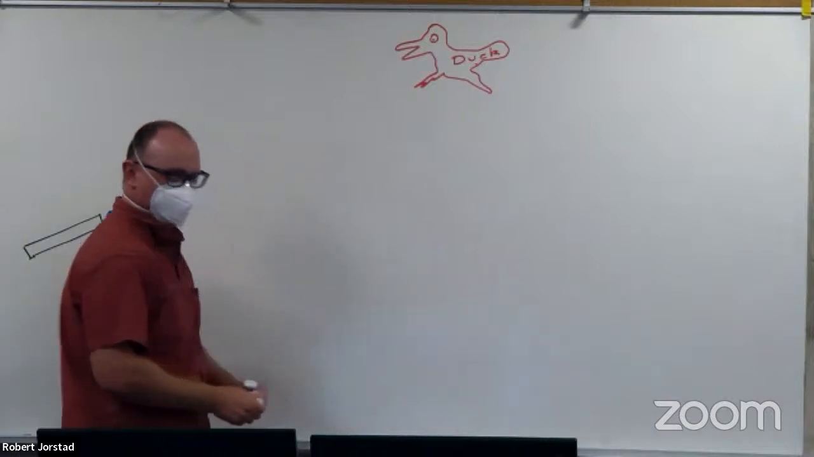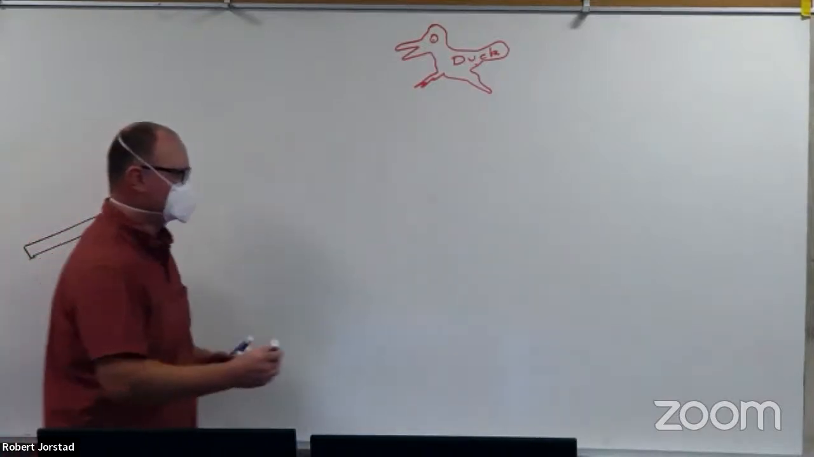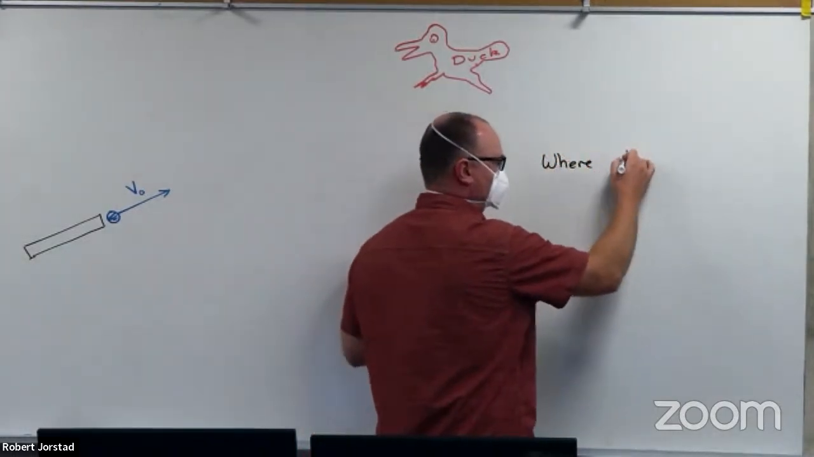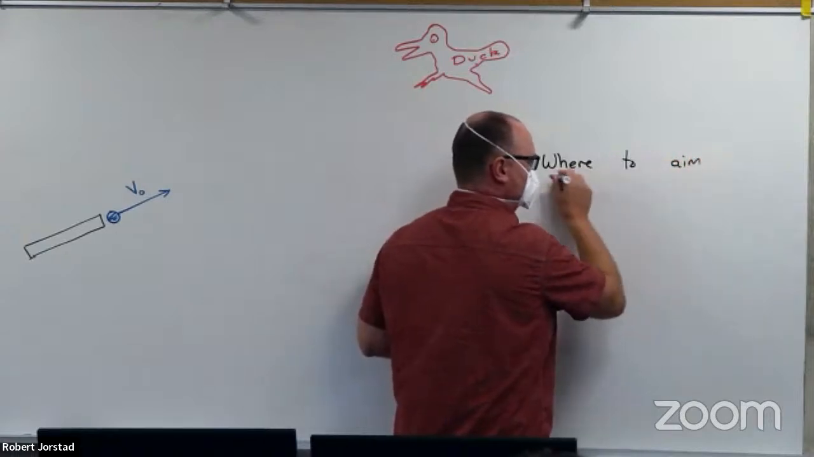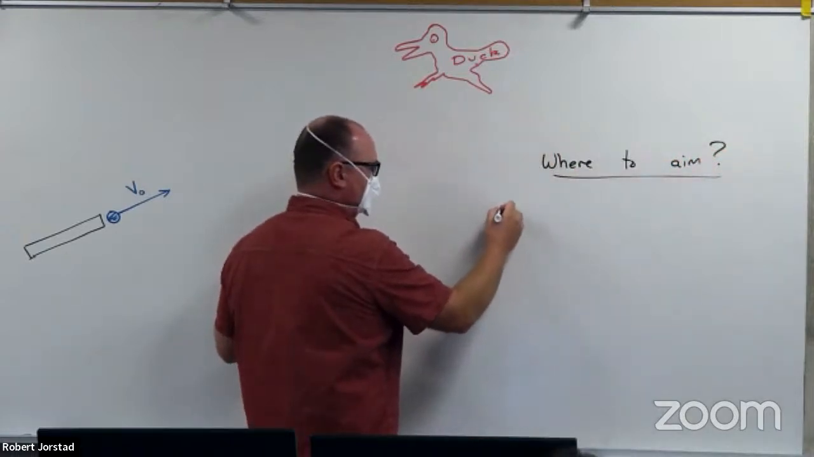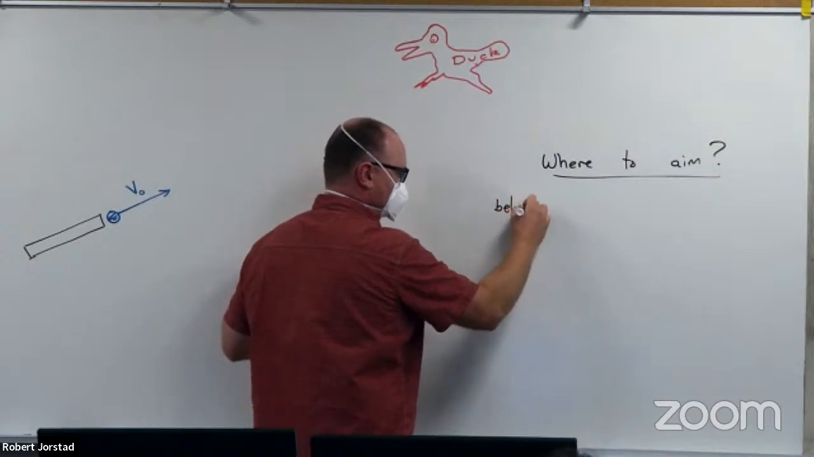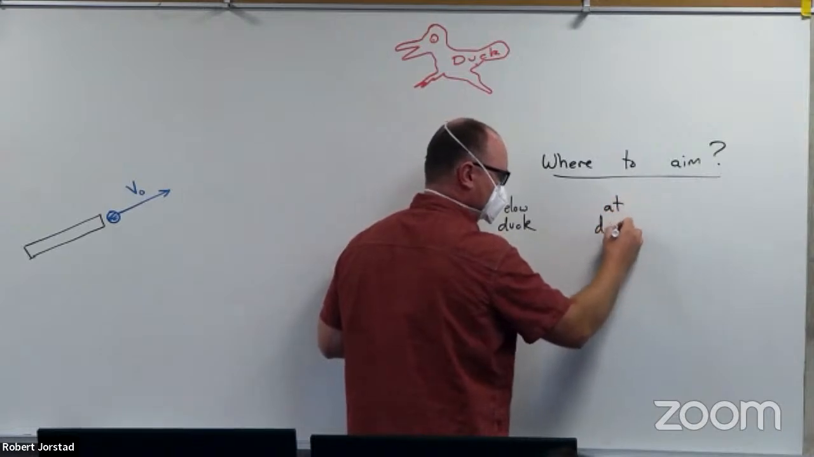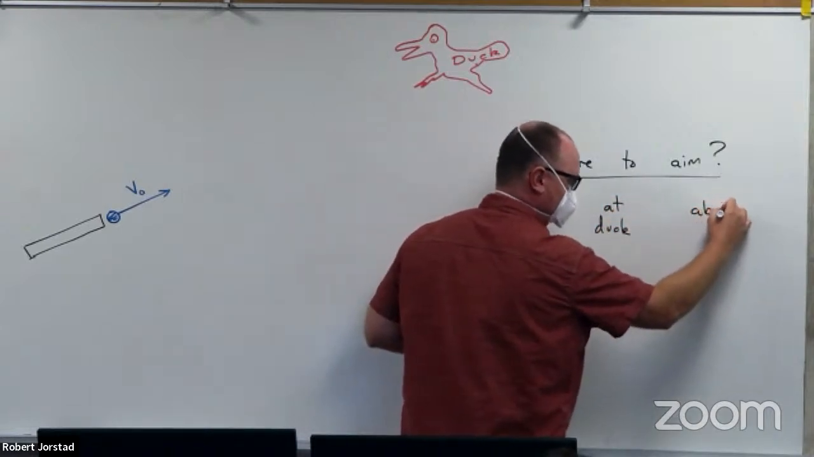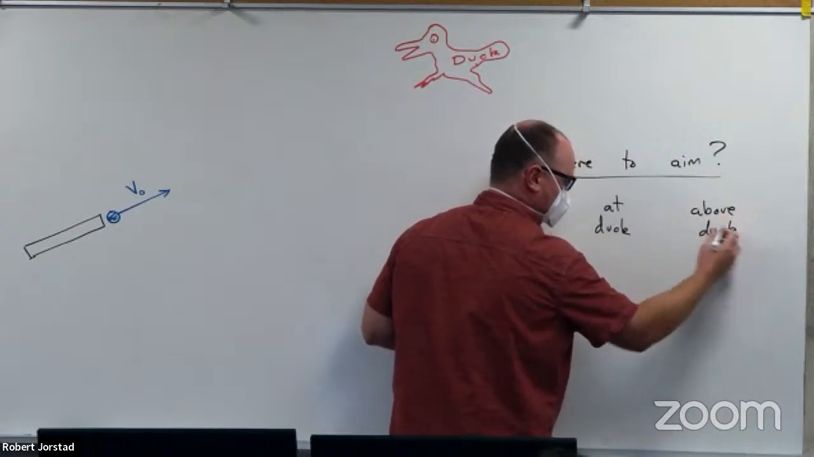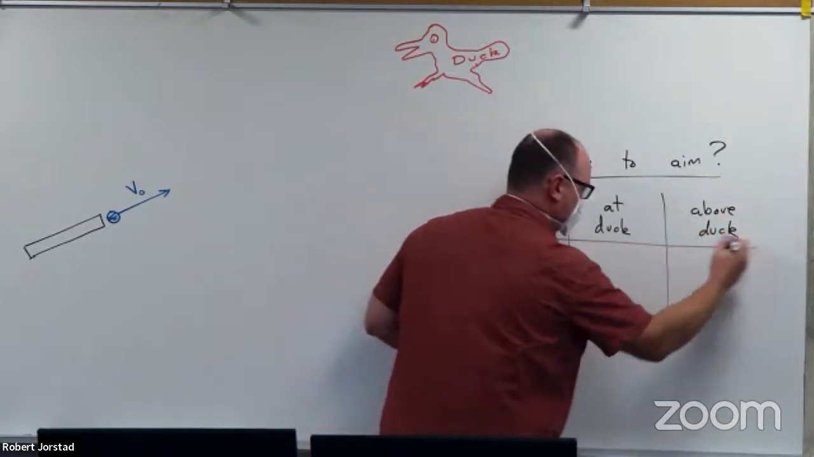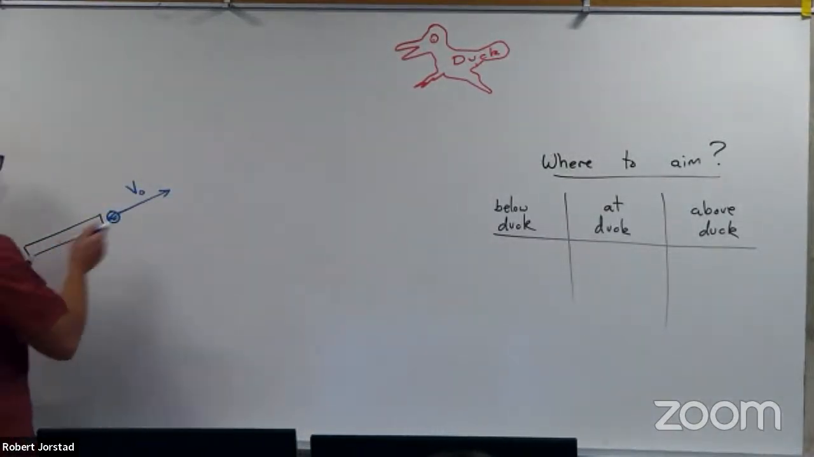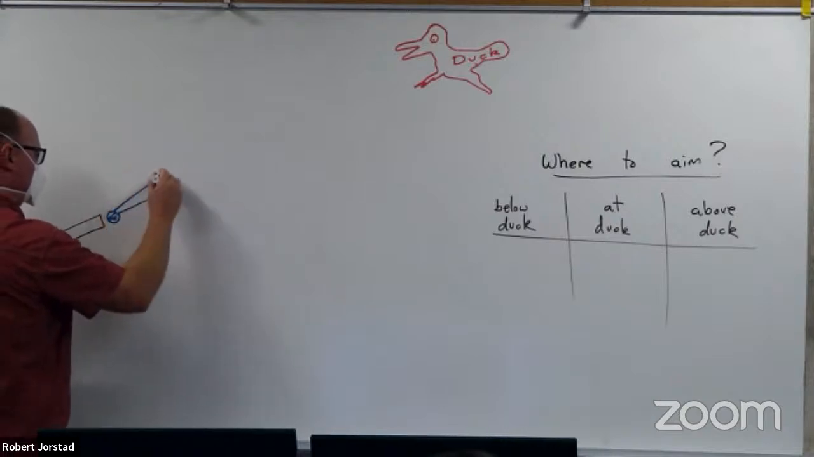Where should you aim to hit the duck? Should you aim directly at it, above it, or below it? So take a second to talk to your neighbor. We want to hit the duck, and we want to know which way to aim. Should I aim below the duck? Talk to your neighbor. At the duck directly, or above the duck? Take a second to talk it through. We're going to shoot this, so do I need to shoot above?